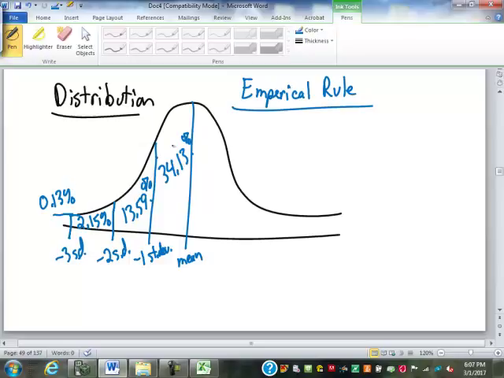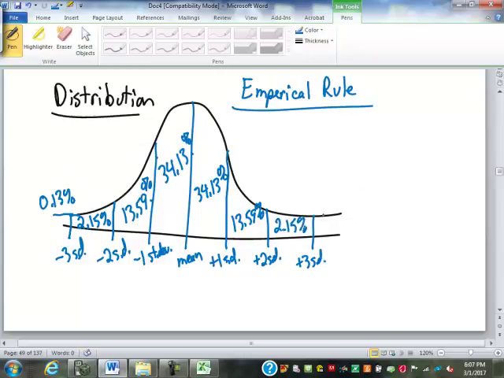And going the other way, it's the same. 1 standard deviation above, so between the mean and that is 34.13%. From 1 to 2 standard deviations above, we're expecting that 13.59%. From 2 to 3, 2.15 again. And more than 3, we are expecting to have 0.13%.